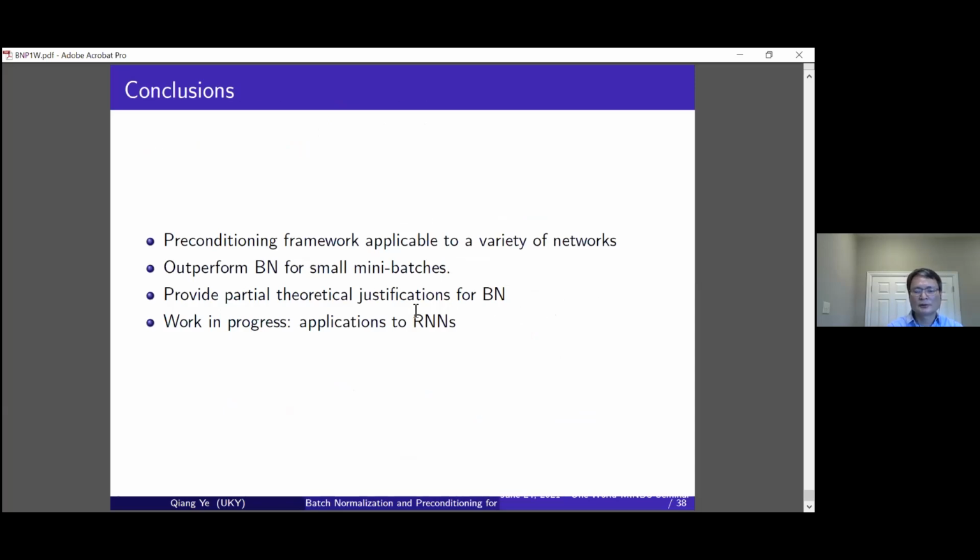Let me quickly give some concluding remarks. We have derived a preconditioning framework that can be applied to different network architectures. The method outperforms BN for small mini-batch sizes. It also provides some partial theoretical justification for BN in terms of how it improves the Hessian condition numbers, and also how BN's mean and variance normalization is done for CNNs. Currently, we're working on applying this to RNNs, the recurrent neural networks.